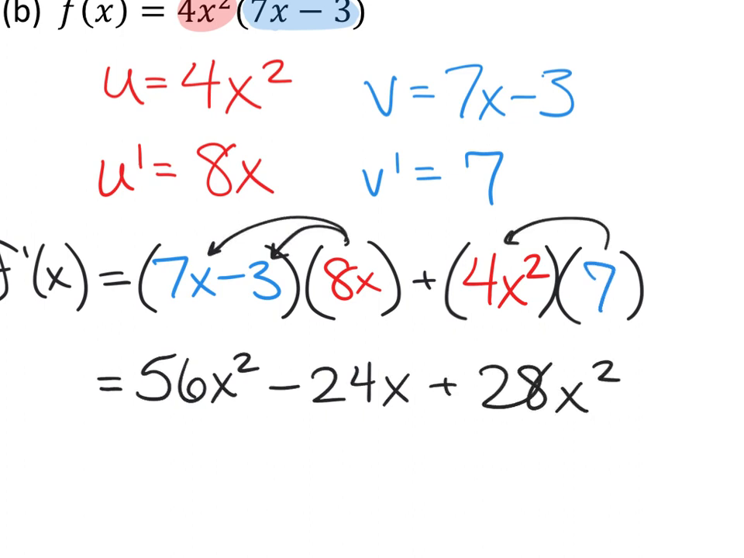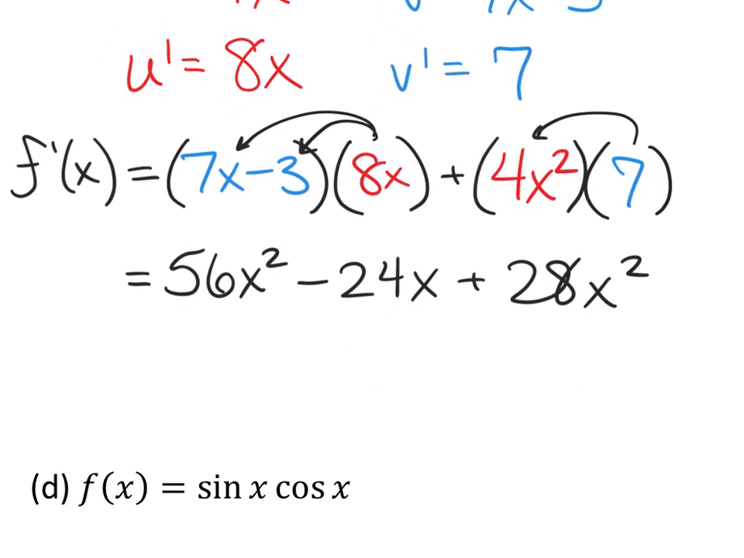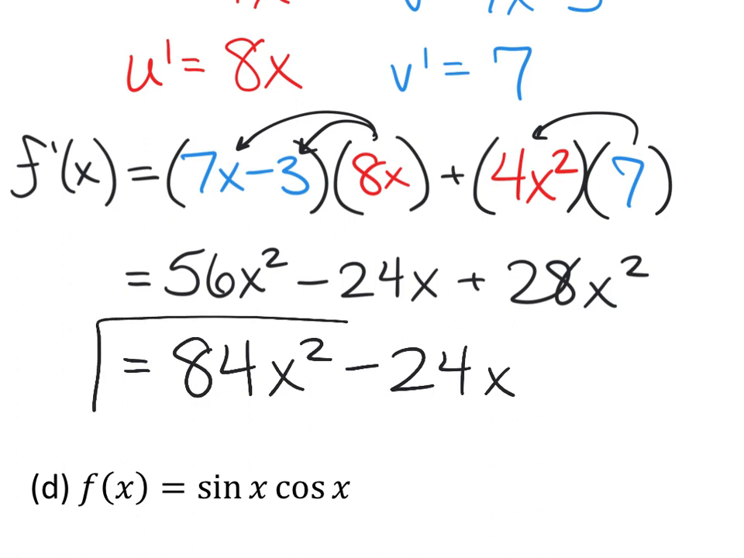Now I'm allowed to do this, and I didn't do it on the last one because the last one was a linear times a trig function. This is a polynomial times a polynomial, so we have to continue to multiply the polynomial out because then we have a whole like term situation happening here. 56 plus 28 is 84x squared minus 24x. That is the derivative of the function we started with, using the product rule to answer.